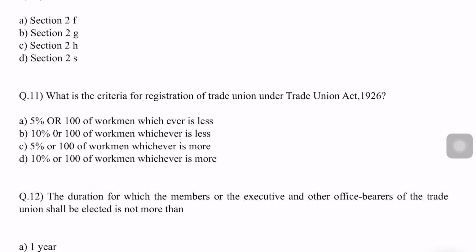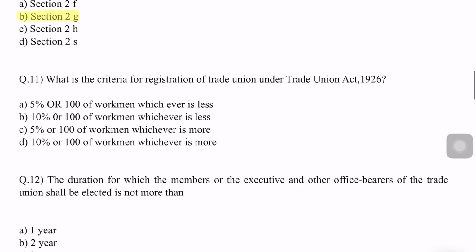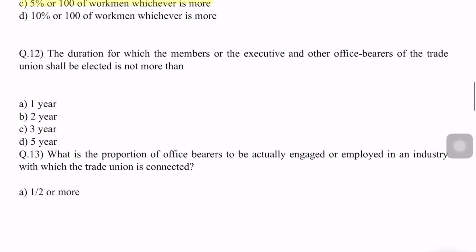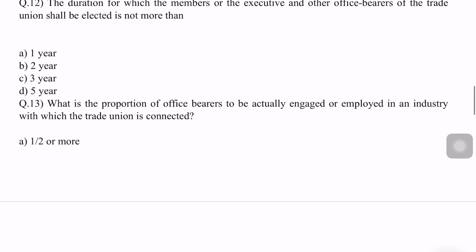Next question, what is the criteria for registration of trade union under Trade Union Act of 1926? This is very simple, 5% or 100 of workmen, whichever is more. Next question, the duration for which the members of the executive and other office bearers of trade union shall be elected is not more than how many years? It is of course 5 years.